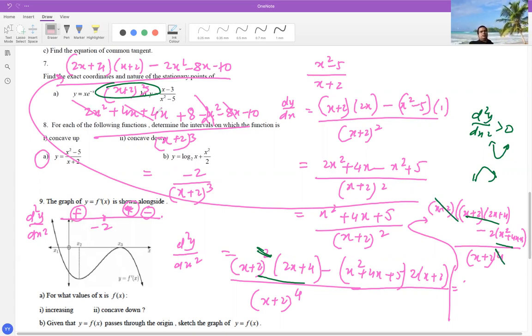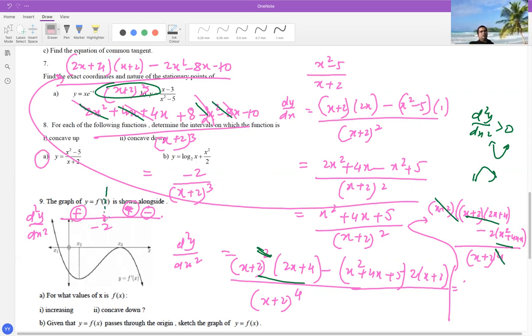And if you open up the numerator, which is 2x plus 4 times x plus 2, which is 2x squared plus 4x plus 8x... minus 2x squared minus 8x minus 10. Open up the brackets, so 2x squared and minus 2x squared get cancelled. 8x and 8x get cancelled. 8 minus 10 is negative 2, over x plus 2 the whole cube. You draw the sign diagram.